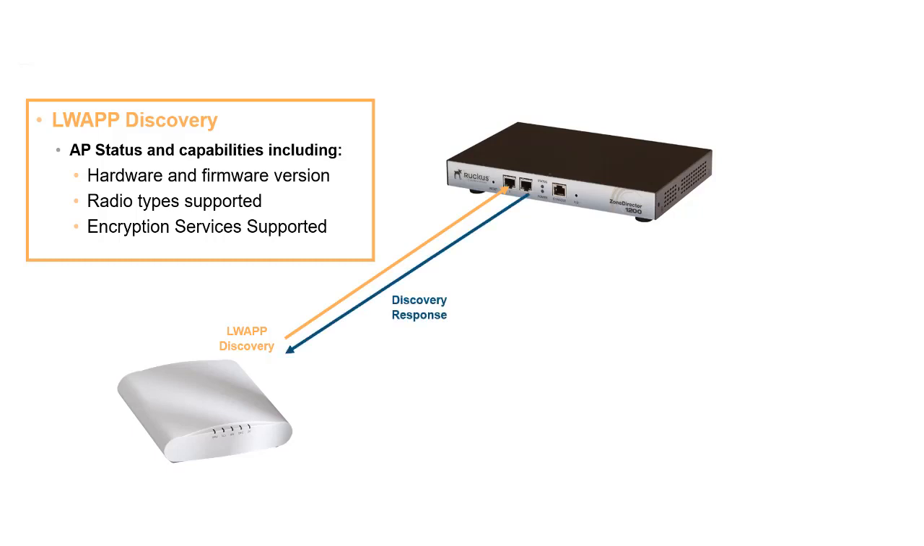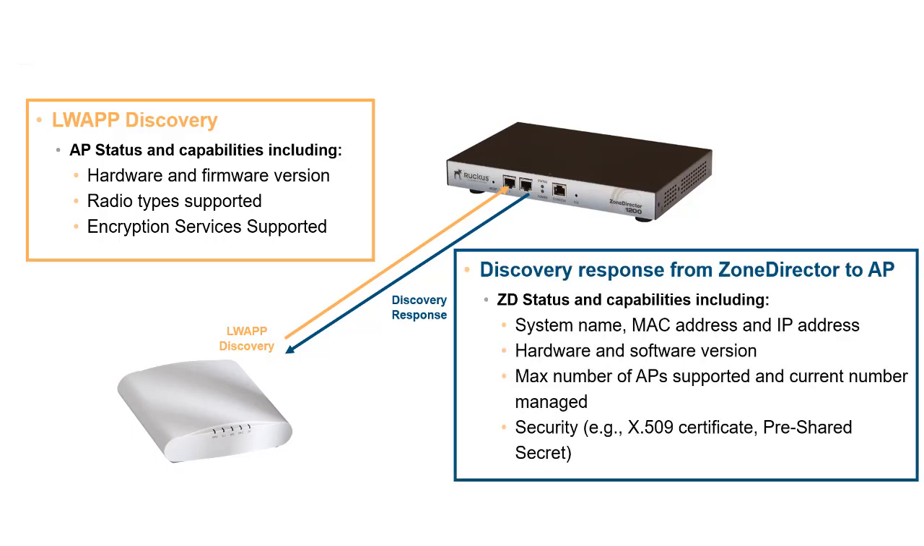Discovery response tells the access point the status of the ZoneDirector, including the system name, the MAC address, the IP address, hardware and software versions that the ZoneDirector is using, the maximum number of access points supported and the current number managed, and then some security information, for example the X.509 certificates and a pre-shared secret for encrypted communications.